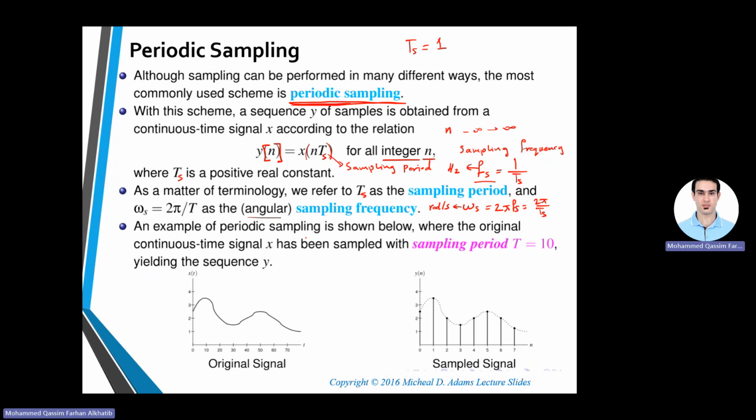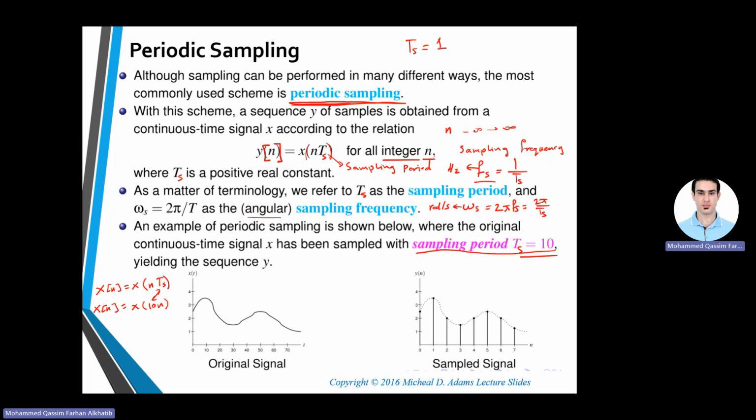An example of periodic sampling is shown below, where the original continuous-time signal x has been sampled with a sampling period of 10. So every 10 seconds I'm going to take a sample. Keep in mind this expression: x of n equals x of n Ts. My Ts is fixed at 10, so x of n equals x of 10n. I just substituted 10 for Ts.